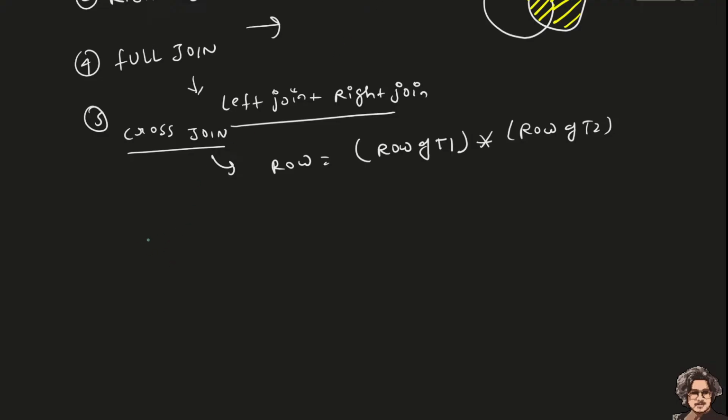For the cross join, we write the code: select employee.name and department.department_id, department name, from the employee table cross join.